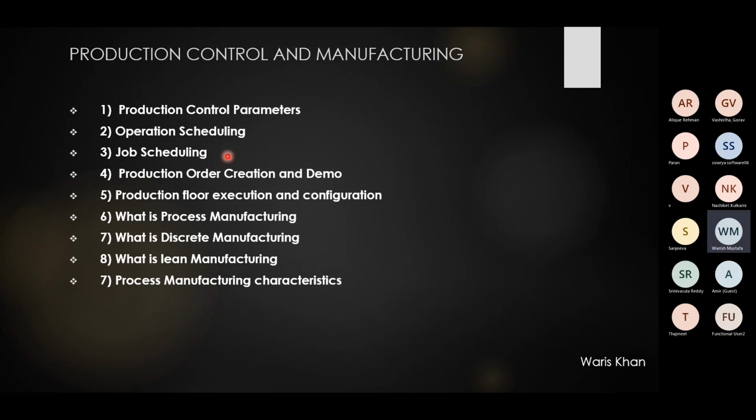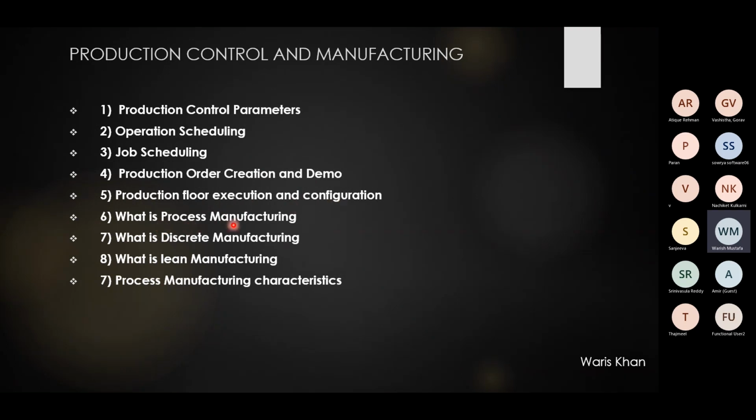If we are using master planning, I can explain master planning also. How many types of planning we have. Without planning, no company is going to produce anything. First of all, they have demand, which is your order. Then they are going to implement planning. Production order creation, and how we are going to represent the demo in the system. Production shop floor execution and configuration.